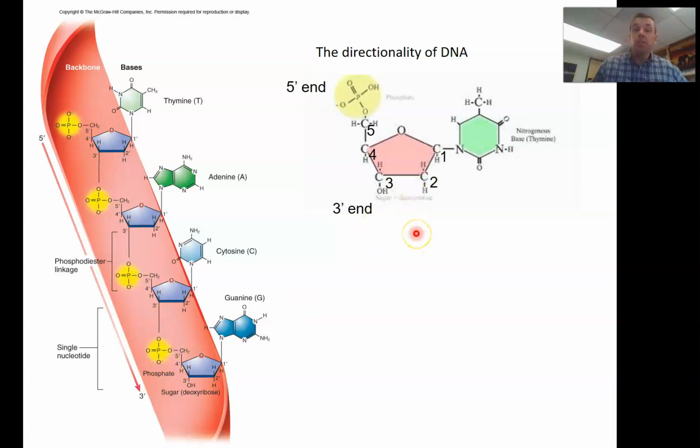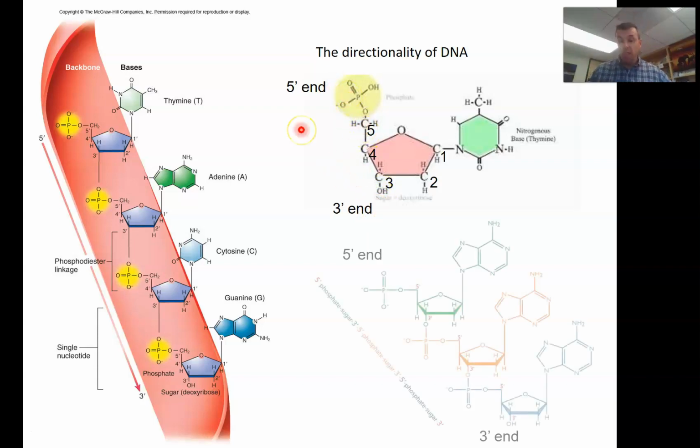But we know the 5' and 3' end is based on the numbering of the carbons in ribose. And we learned that you number from the right. So there's carbon 1, carbon 2, carbon 3, carbon 4, and carbon 5. So this would be the 5' end of that nucleotide, and this would be the 3' end of that nucleotide because it's where the 3' carbon is. This is where the 5' carbon is. And as I said, then they just link together.